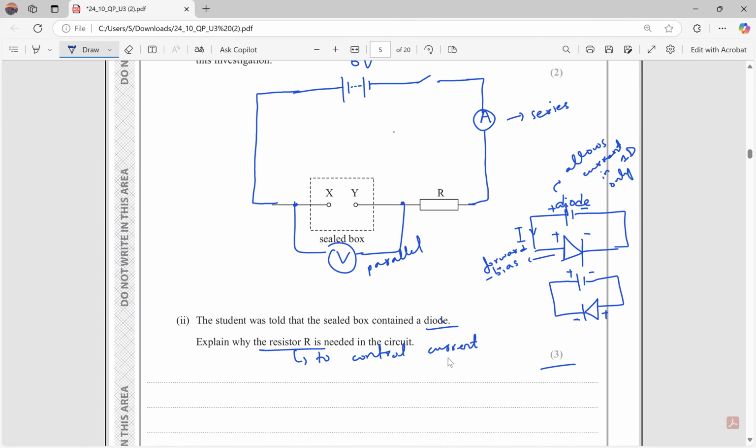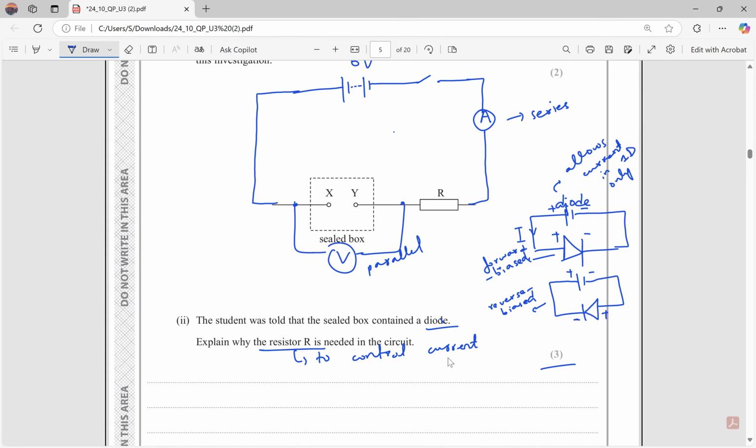The word bias in physics means voltage. So forward biased means forward voltage, which just means positive is connected to positive, negative is connected to negative. The other one is called reverse biased.